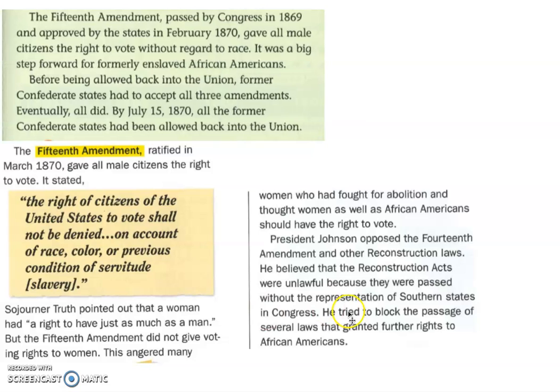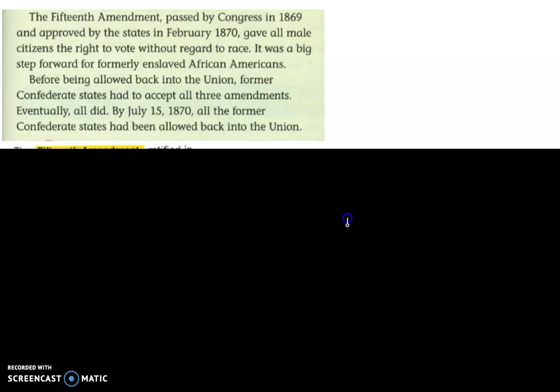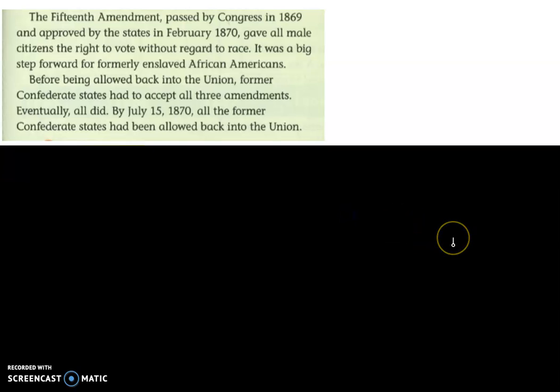Let's begin by looking at the Pearson textbook. The 15th Amendment, passed by Congress in 1869 and approved by the states in February 1870, gave all male citizens the right to vote without regard to race. It was a big step forward for formerly enslaved African Americans.